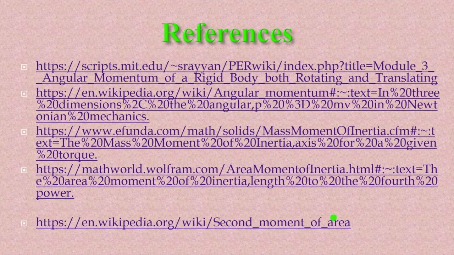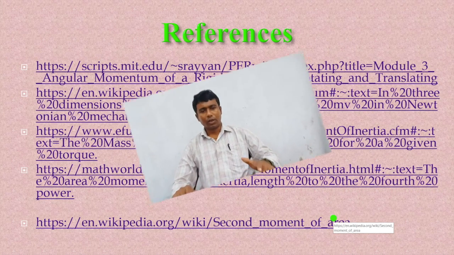The references that I have used to prepare this video are given here. This is the common geometric solids, or common geometric rigid bodies, mass moment of inertia formulas. That is very helpful to know the kinetic parameters like motion and the angular momentum of the rigid body.